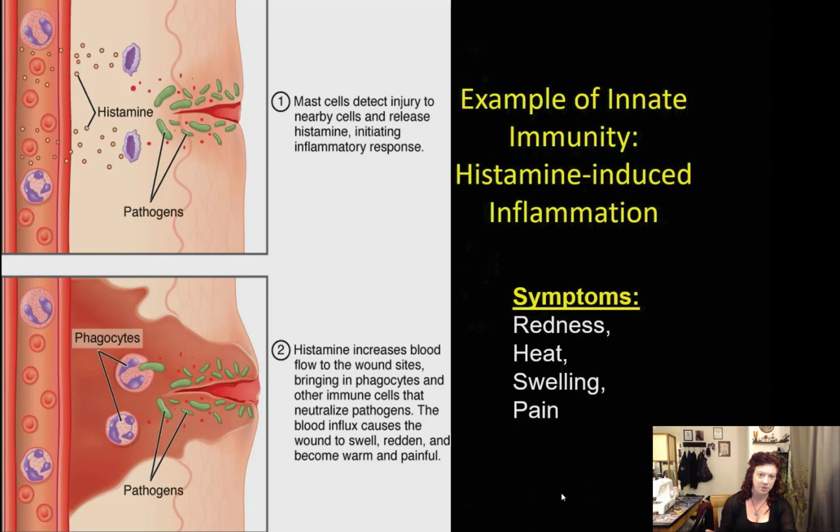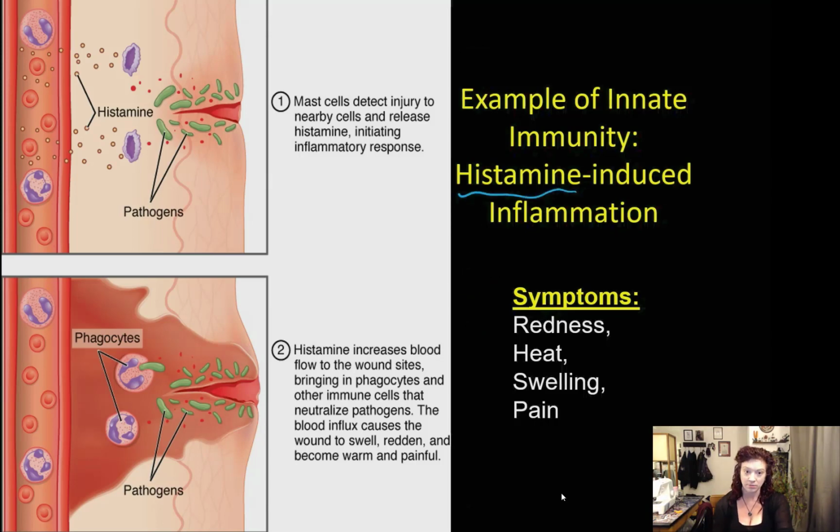Let me give you an example of what inflammation looks like when it's working appropriately. So remember, inflammation is part of your innate immune system, innate immunity. One of the most common chemical signals released by your innate immune system is called histamine.